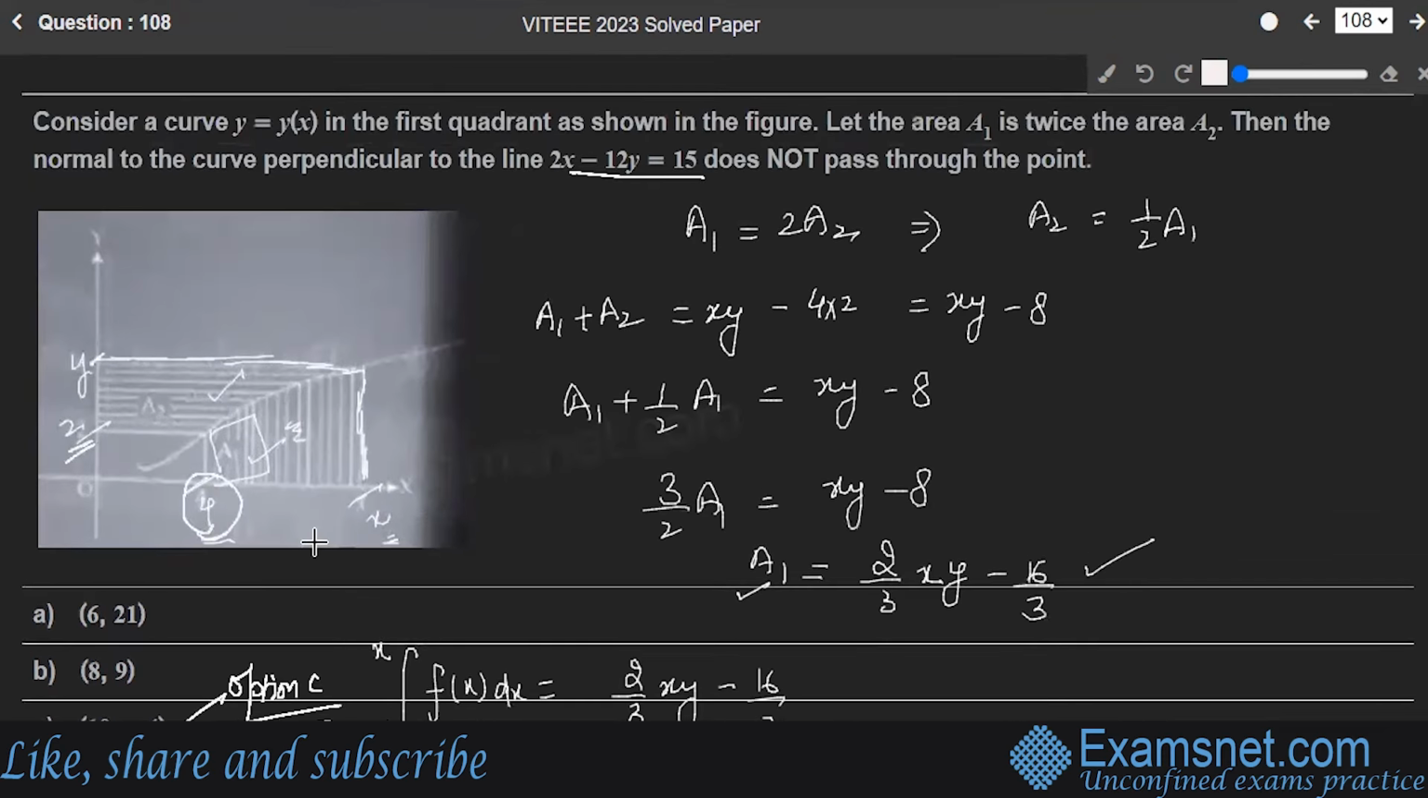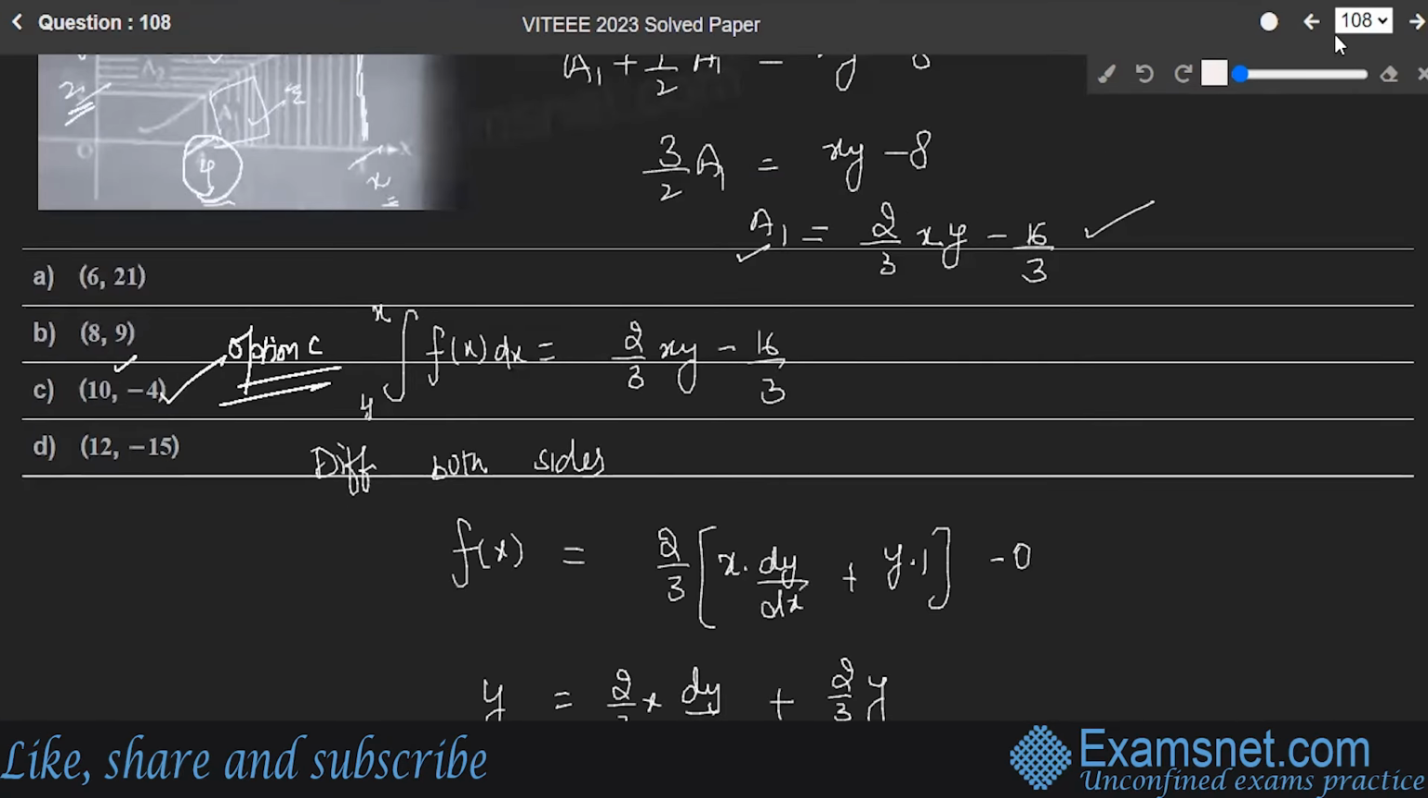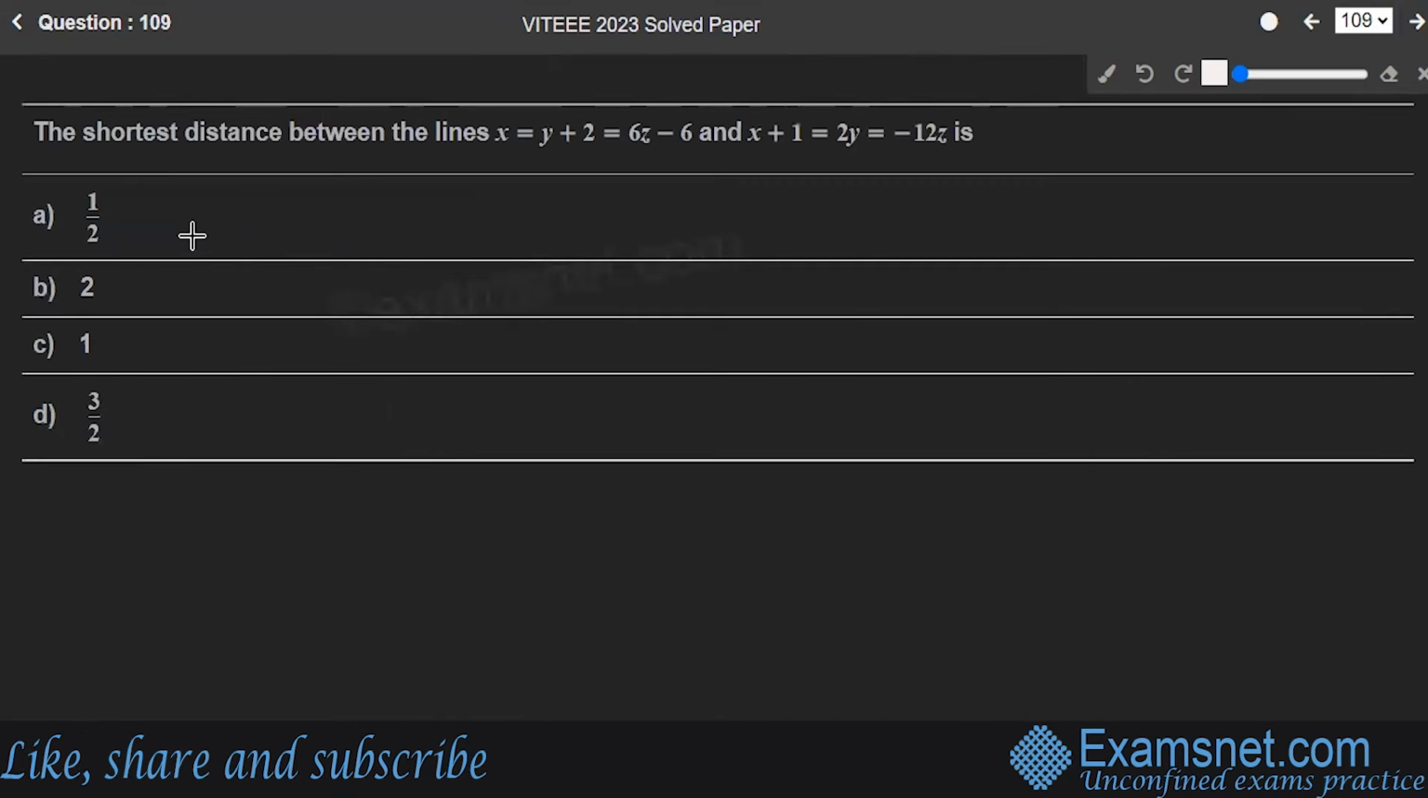Hope you understood this. So we had to find out the normal to the curve perpendicular to this line that does not pass through the point, and it's not passing through this point. Hope you understood this. Next is the 109th question.